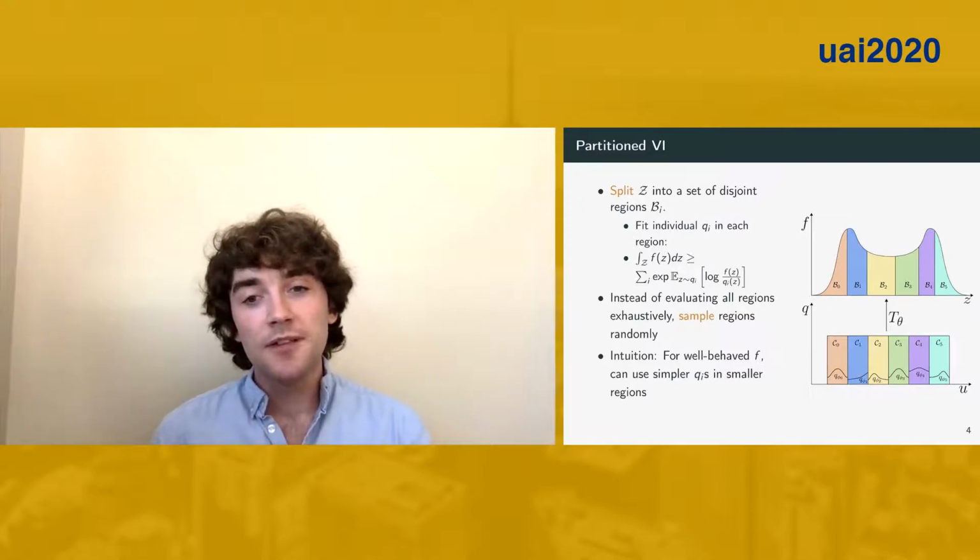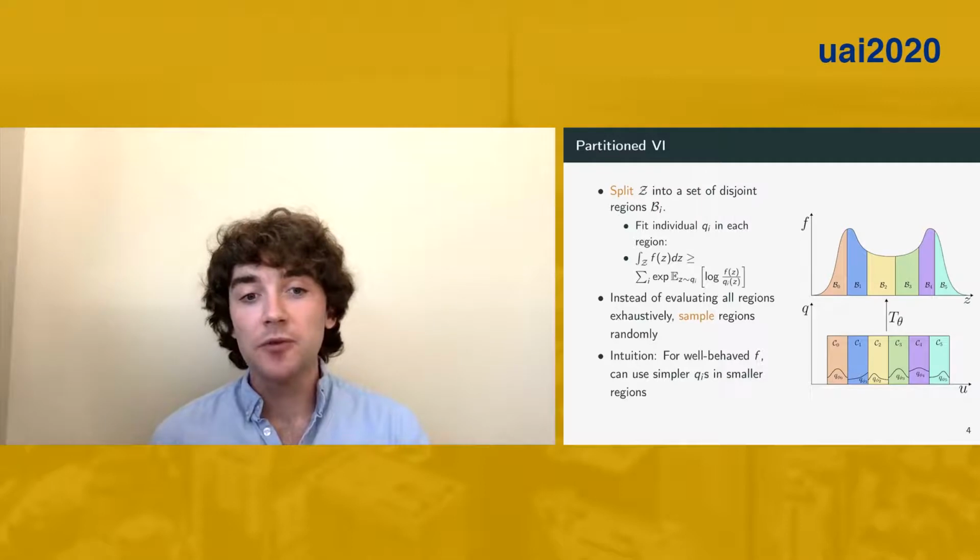Another point is that we don't have to exhaustively evaluate all of the regions. We can actually sample some of the regions randomly. This means that we can get away with using fewer of the regions, but in expectation, we still get our tight ELBO. Of course, by doing this, we pick up some variance in the estimator we use.